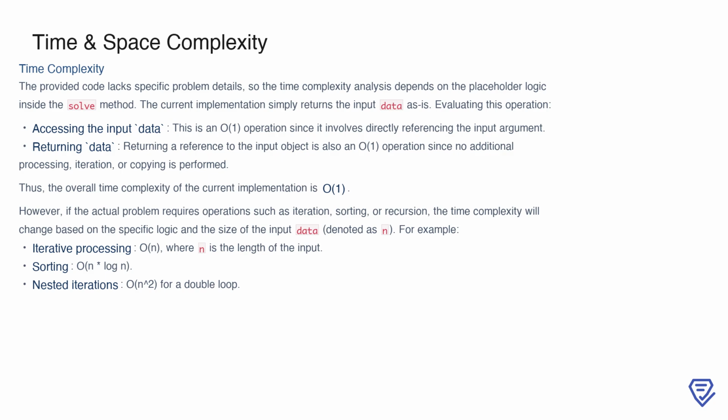However, this is only true for the current placeholder logic. If the problem requires more complex operations, such as iterating over the input, performing a sort, or using recursive calculations, the time complexity will scale based on the size of the input, denoted as n. For instance, a single iteration over the input would result in O(n), sorting the data would give us O(n log n), and nested iterations could lead to O(n²). The actual complexity will depend on the specific operations required by the problem.